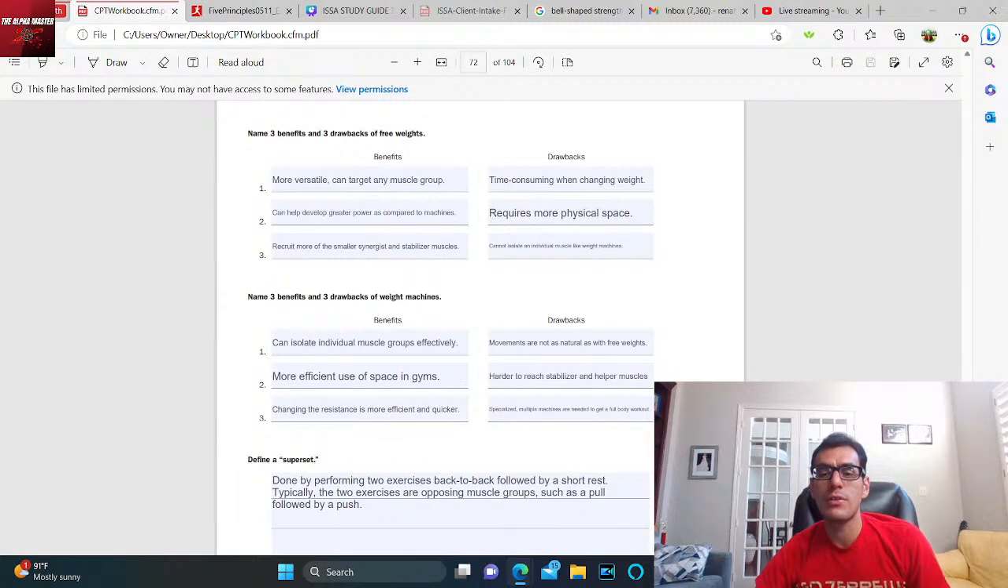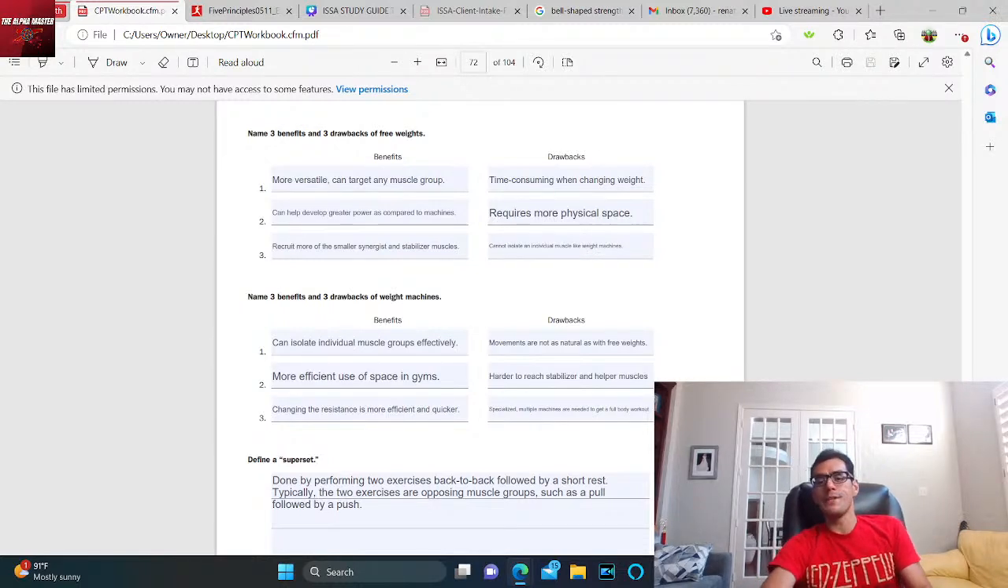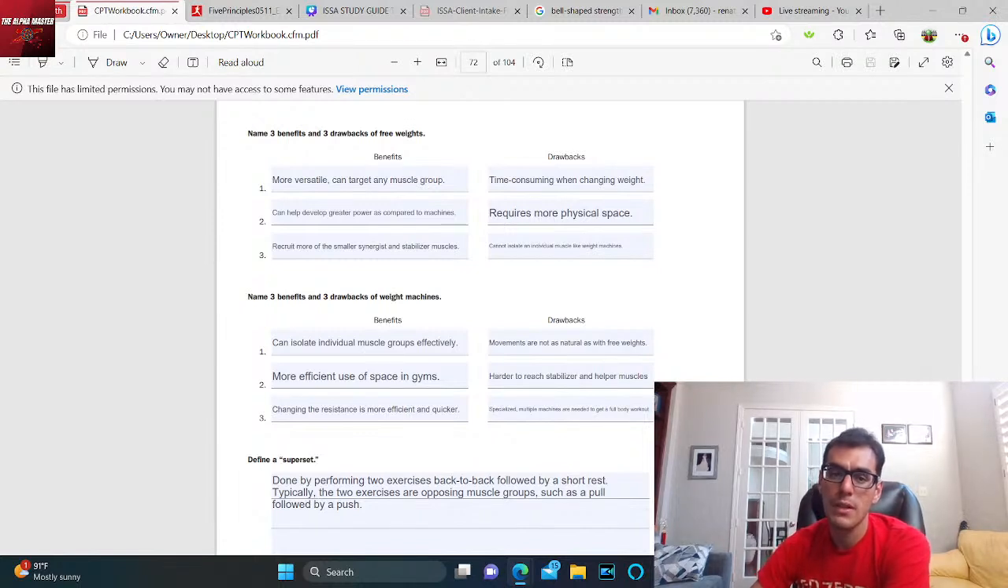The drawbacks are that the movements are not as natural as with free weights. It is harder to reach the stabilizer and helper muscles, or the synergist muscles, and specialized multiple machines are needed to get a full body workout.